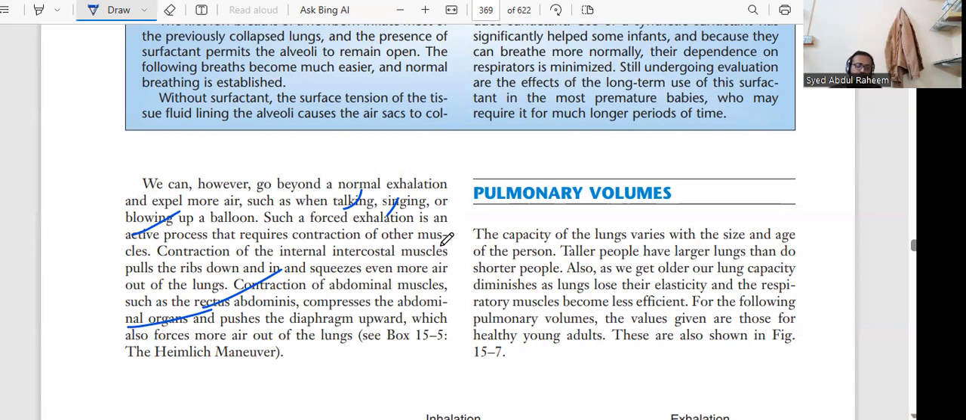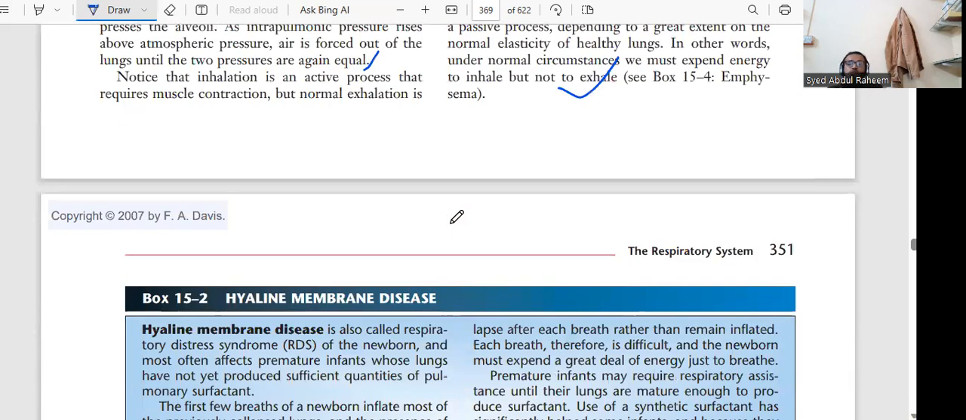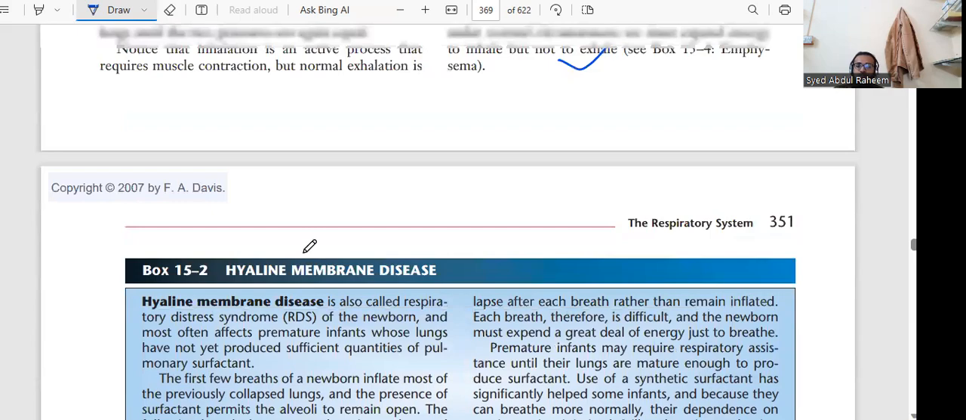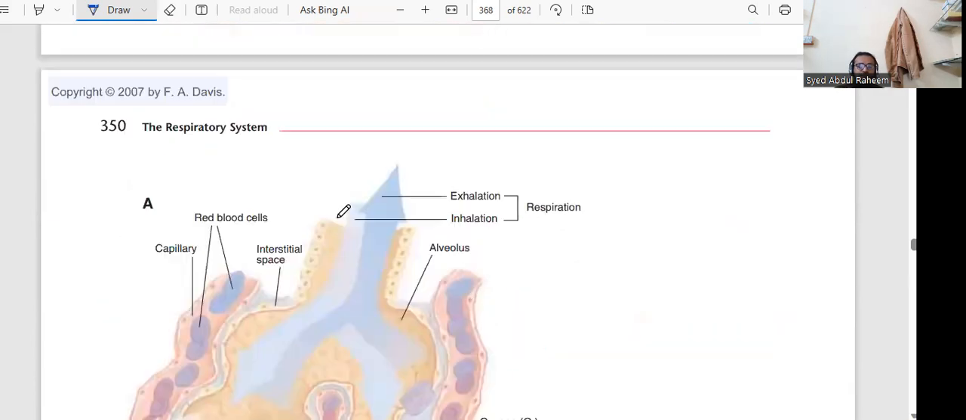Like when we are exhaling with sound, the abdominal muscles will also work along with the diaphragm and the intercostals. Okay, so this is very, very important. I think we have understood about inhalation and exhalation.